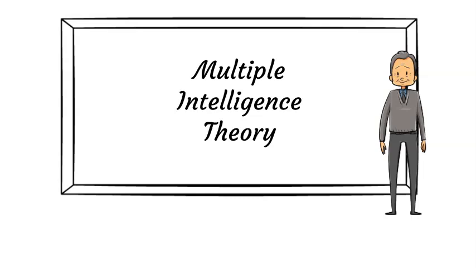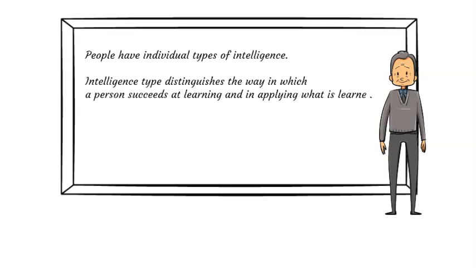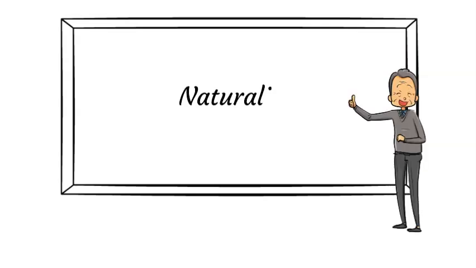His theory posits that there are different types of human intelligences. Each individual person possesses an intelligence type that allows them to succeed in certain learning environments and when performing certain tasks. A person's intelligence type distinguishes the way in which they succeed at learning and in applying what they have learned. These are the intelligence types from Gardiner's theory.